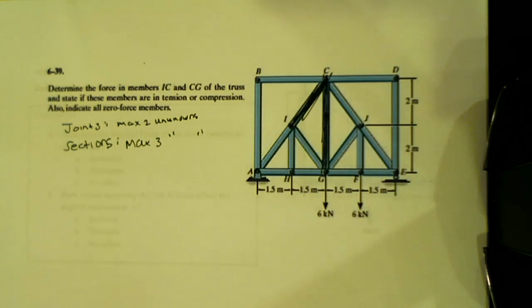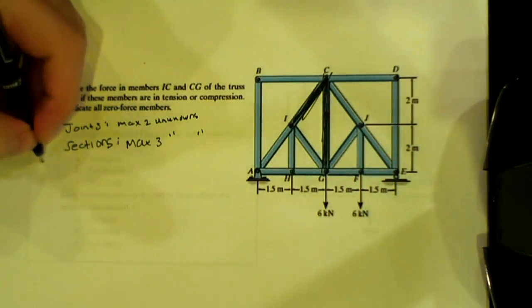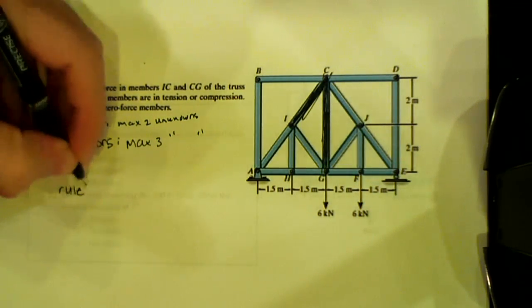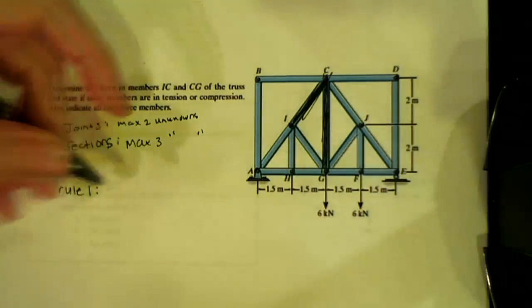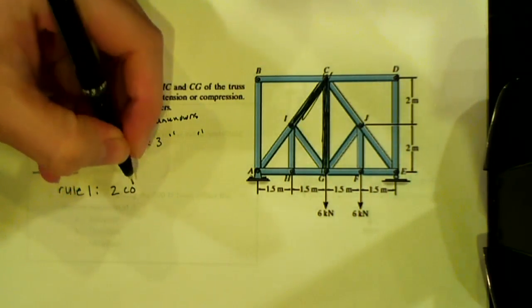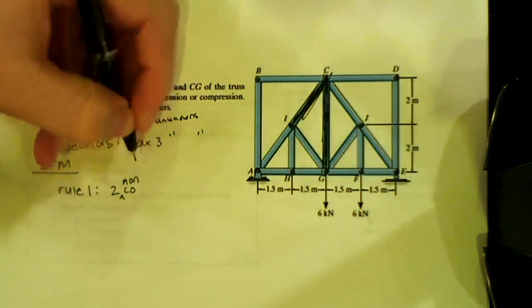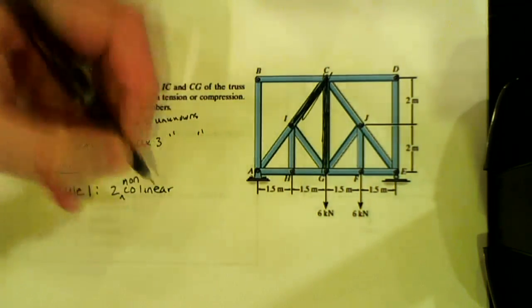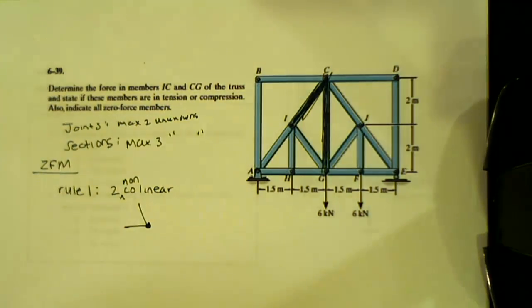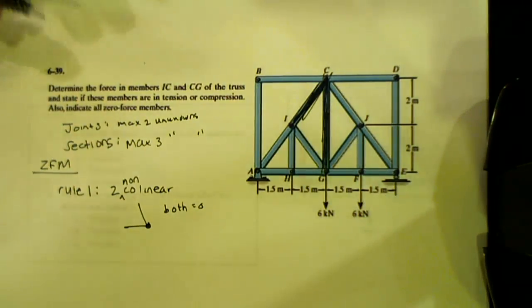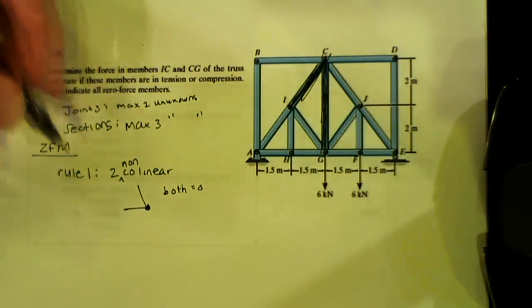let's go ahead and talk about zero force members too. What are the 2 rules of zero force members? What's rule 1? 2 collinear and 1 non-collinear. That I call rule 2. Rule 1 I call the 2 non-collinear members. That looks something like this. Which of those would be 0? Both are 0.